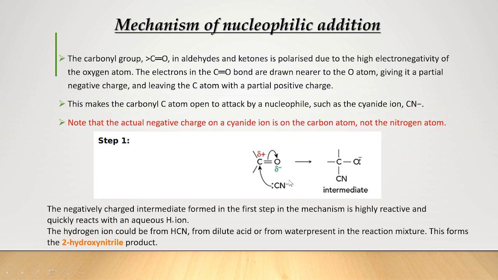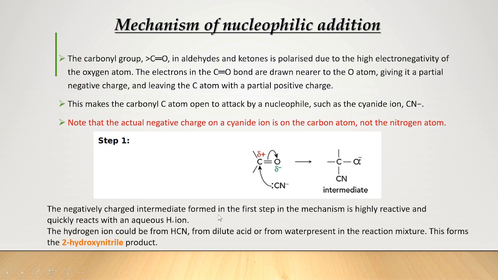Mechanism of nucleophilic addition. The carbonyl group in aldehydes and ketones is polarized due to the high electronegativity of the oxygen atom. The electrons in the C double bond O are drawn nearer to the oxygen atom, giving it a partial negative charge and leaving the carbon atom with a partial positive charge. This makes the carbonyl carbon open to attack by a nucleophile such as the cyanide. You can see here this cyanide attacks the positively charged carbon. Now from this carbon, the electrons transfer to the oxygen, and there is the intermediate formation.